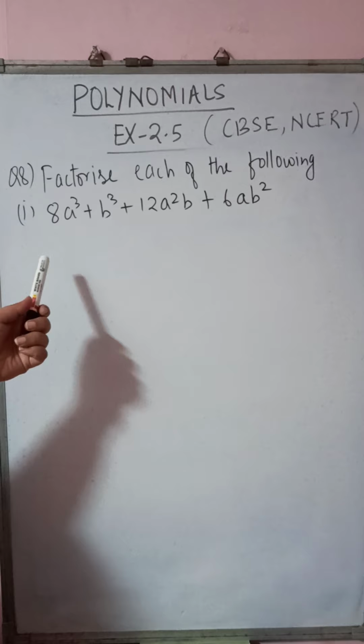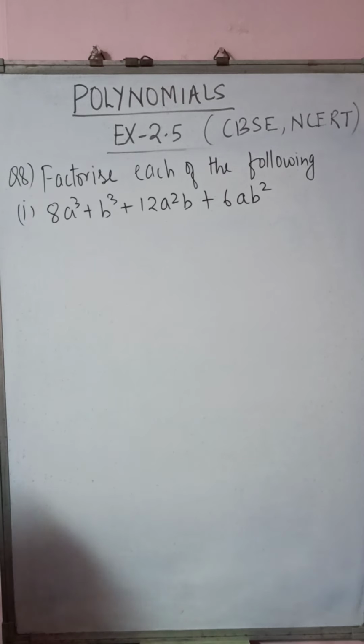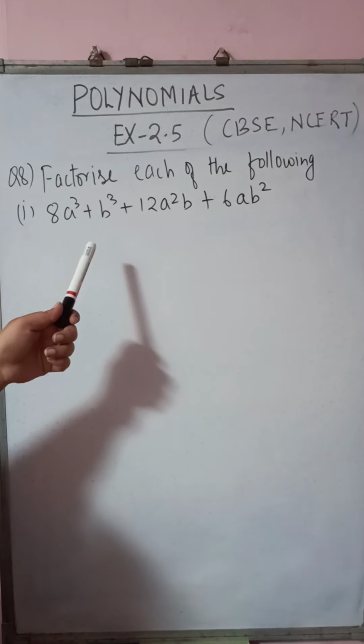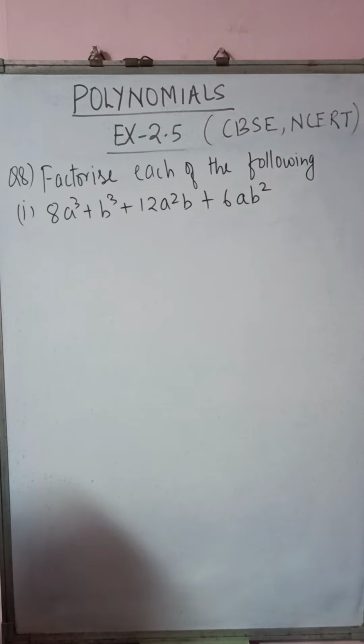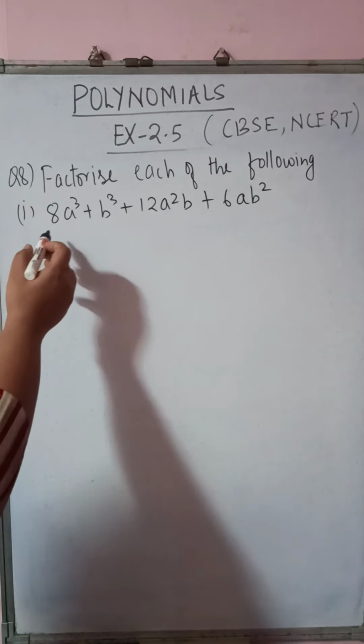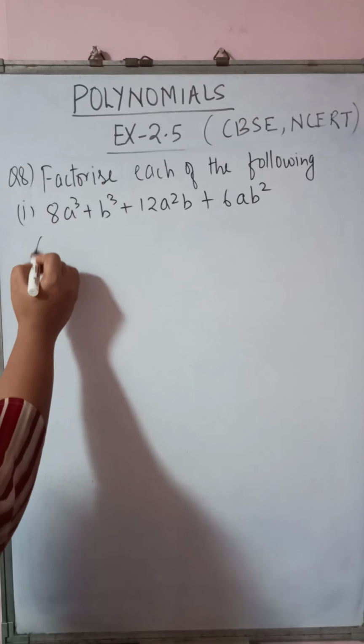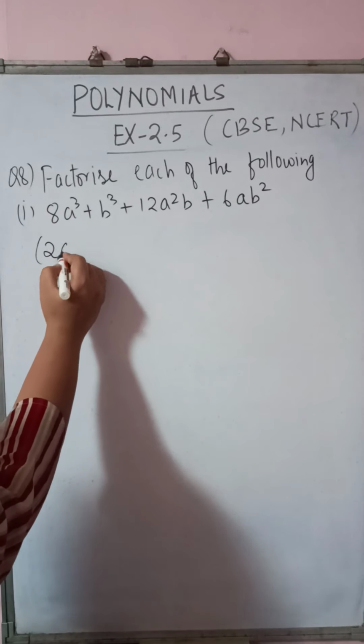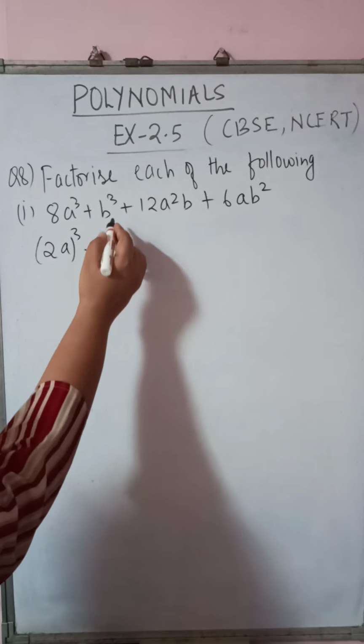We are going to do question number 8. Factorize each of the following. The question is 8a cube plus b cube plus 12a square b plus 6ab square. So we'll begin with 8, which is a cube of 2. So you can write this as 2a whole cube.